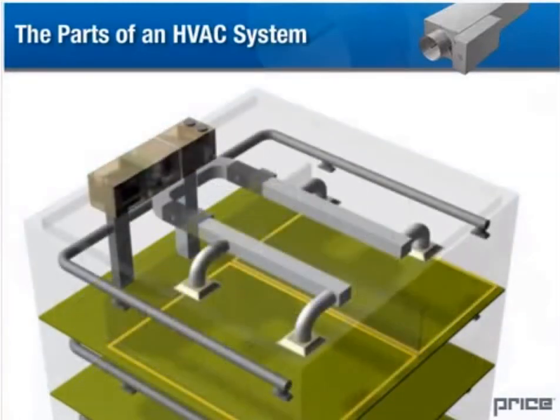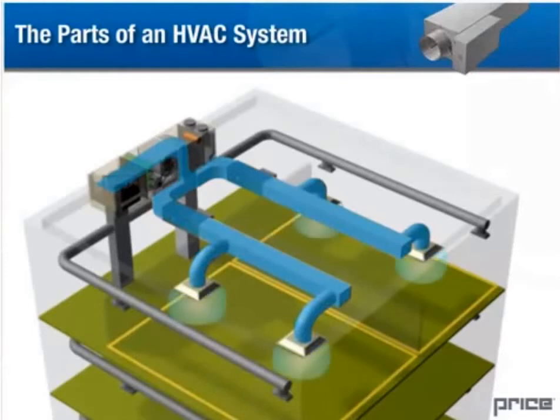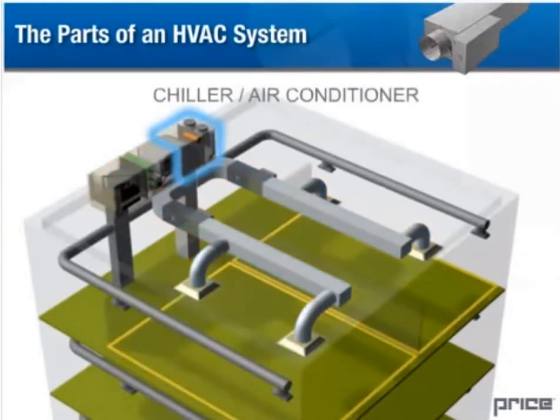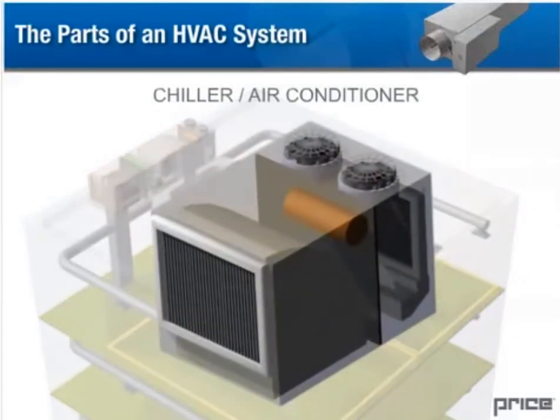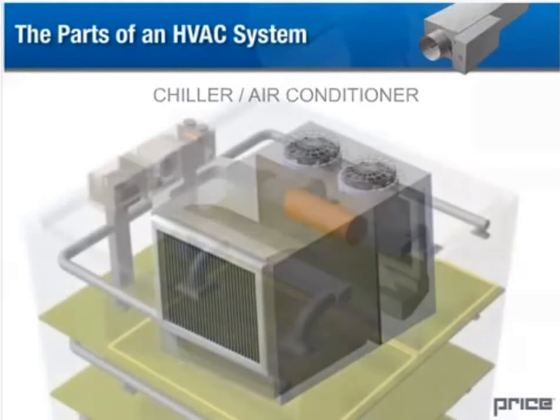In the simplest case, we address this by providing a constant supply of cool air, which is then managed by the HVAC distribution system. The chiller or air conditioner utilizes heat exchangers and circulated fluid or gas to cool the air that is passed through it.